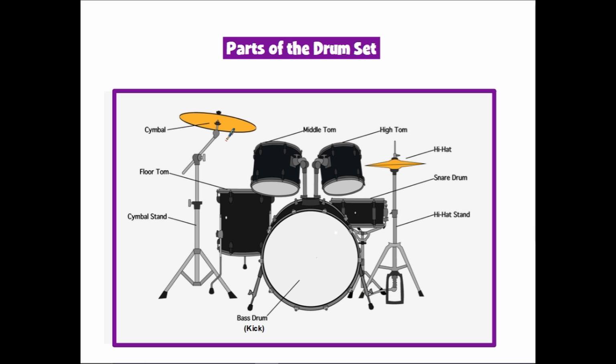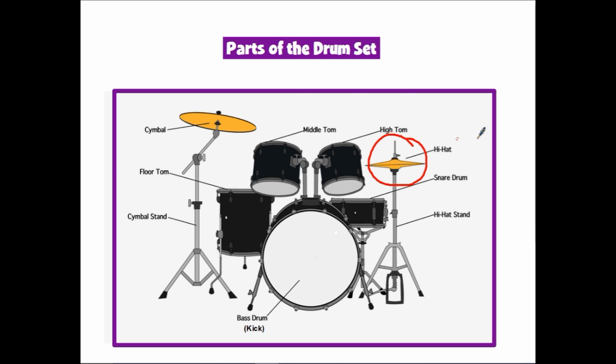We also have some cymbals. This is just a typical flat cymbal that you see. Sometimes it's called a crash cymbal. And here we have the hi-hat. Now, the hi-hat can be played closed, like we see here. But there's a pedal that you can press, and it opens up the hi-hat, and we'll call that an open hi-hat. It could be played open as well. So that's just very quickly the parts of the drum set.